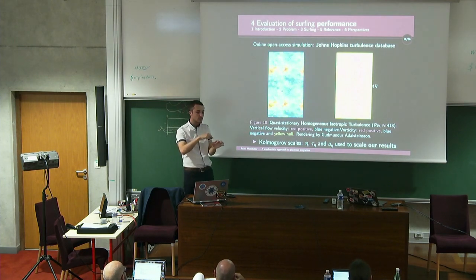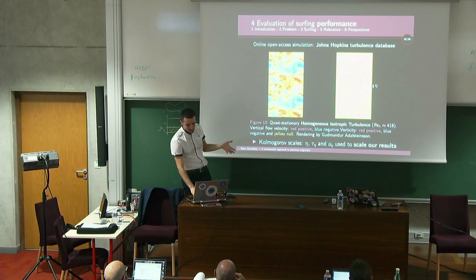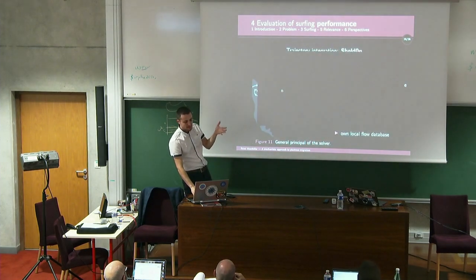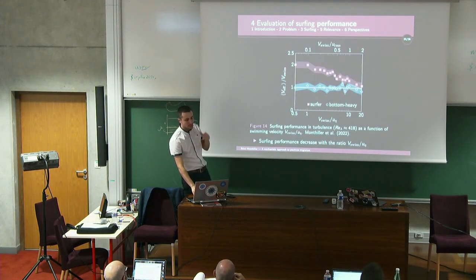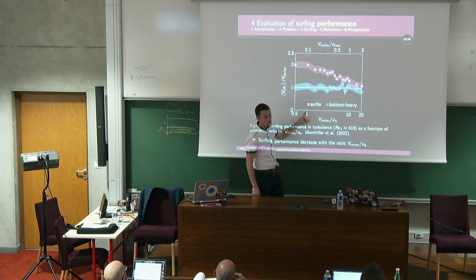So even if you start swimming a bit faster here, you won't really surf on larger scales of the flow, because your performance will already be limited by these flow scales. And quantitatively, we can see that at least this scale is relevant, but I don't think that's the only relevant scale of the flow, is that this transition actually occurs for one of the Kolmogorov scale.